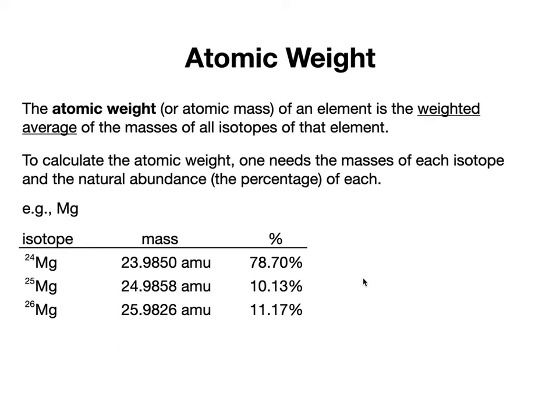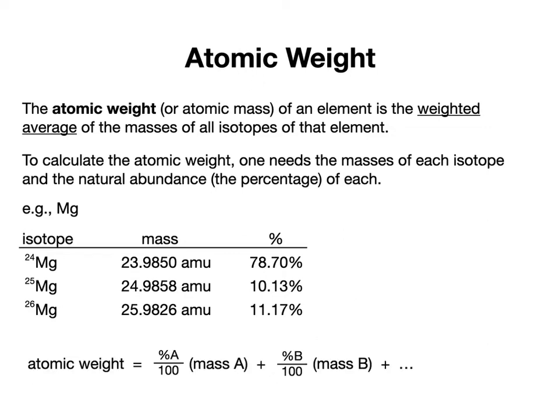Okay, now the formula that we use for calculating the atomic weight is the same for every element. Okay, this is the formula. To calculate the atomic weight of an element, we take the percentage of the first isotope, divide it by 100, times the mass of that isotope, plus the percentage of the second isotope divided by 100 times the mass of that isotope, and we go on and on. We continue for however many isotopes the element has.